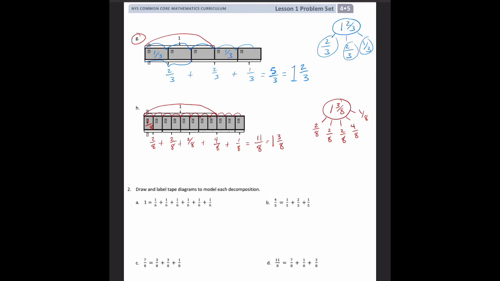Okay, now moving down to number 2. We finally got to number 2. All of those A through H was number 1.